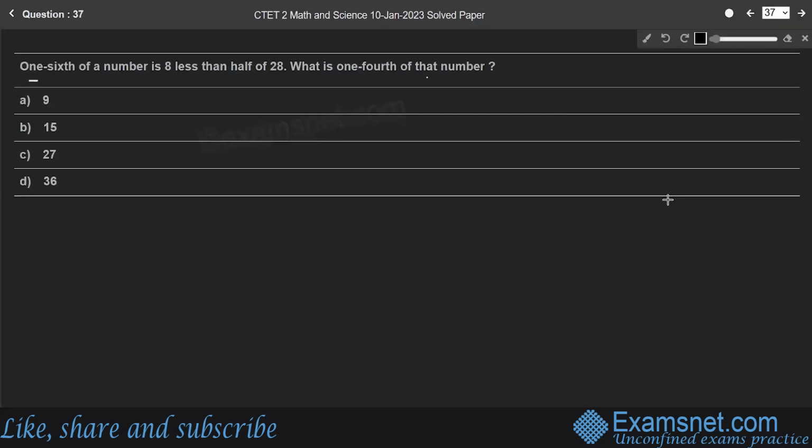Question 37. 1/6 of a number is 8 less than half of 28. What is 1/4 of that number? So here, let us consider x as the number. So let the number be x. We have to find 1/4 of that number. That means 1/4 of x needs to be calculated, right?